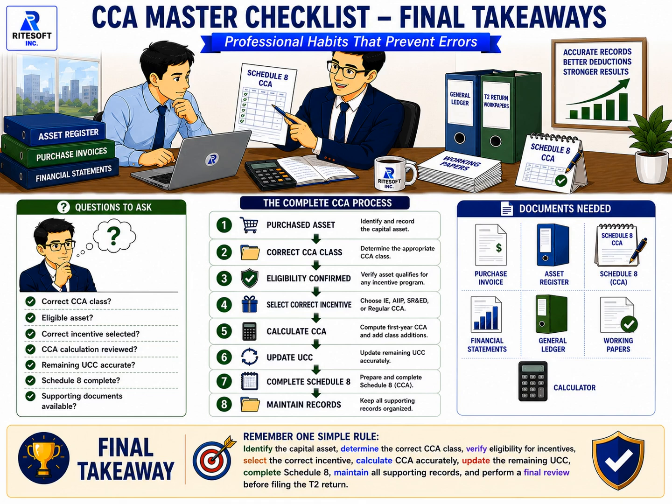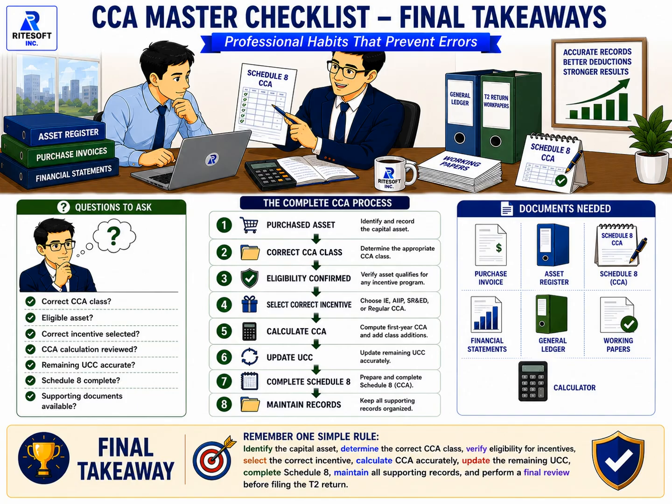The most important habit professional tax preparers develop is consistency. They follow the same review process every year, regardless of how simple or complex the return may be. The key lesson from this entire Schedule 8 chapter is simple. Every capital cost allowance calculation should follow the same professional process.